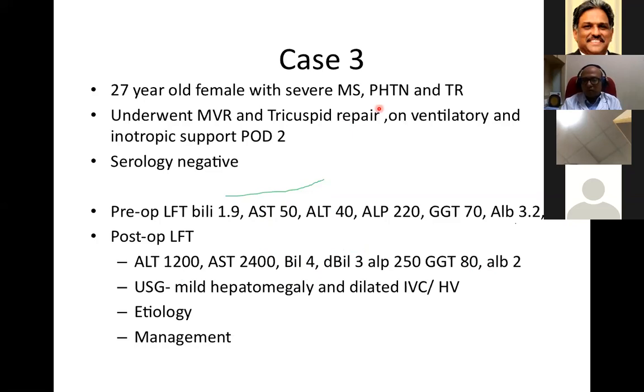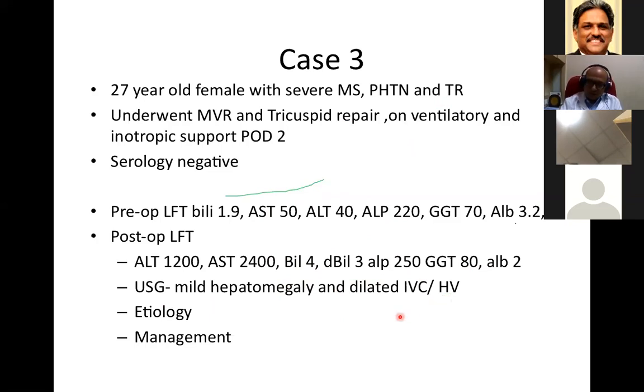So probably because of the tricuspid regurgitation, she had hepatic congestion beforehand. And so when she went through a surgery which caused a significant change in the hemodynamics, she went on to have an ischemic hit, a second hit to the liver, where the blood supply to the liver went down suddenly. The ultrasound which we did showed a mild hepatomegaly, but the important thing was she had dilatation of the IVC and the hepatic vein, suggesting that there was still ongoing congestion.